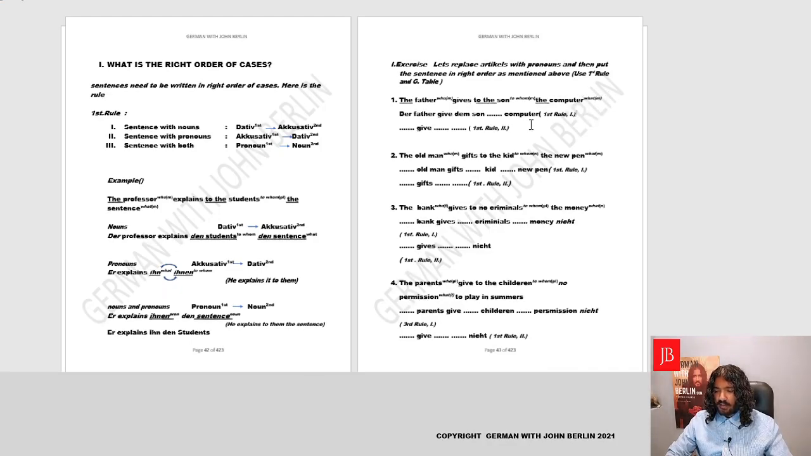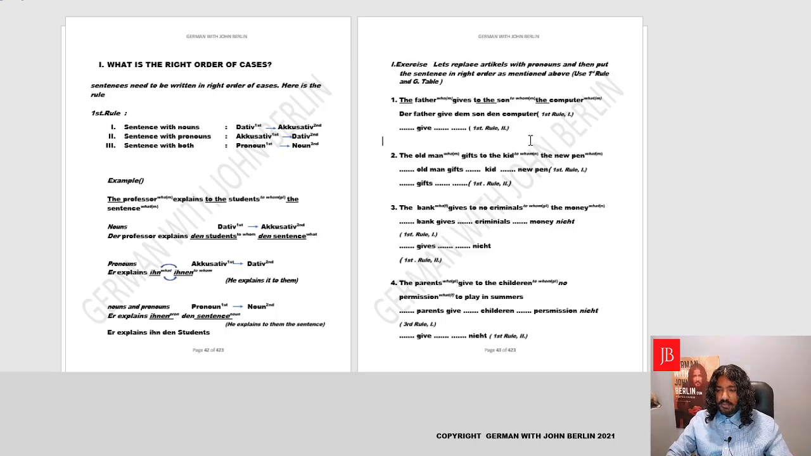Son. What? The computer. So computer is also male, masculine. What is accusative? And accusative articles are den, die, das, die. So we'll choose den and write here den computer. The father gives to the son the computer. Der Vater gibt dem Sohn den Computer.